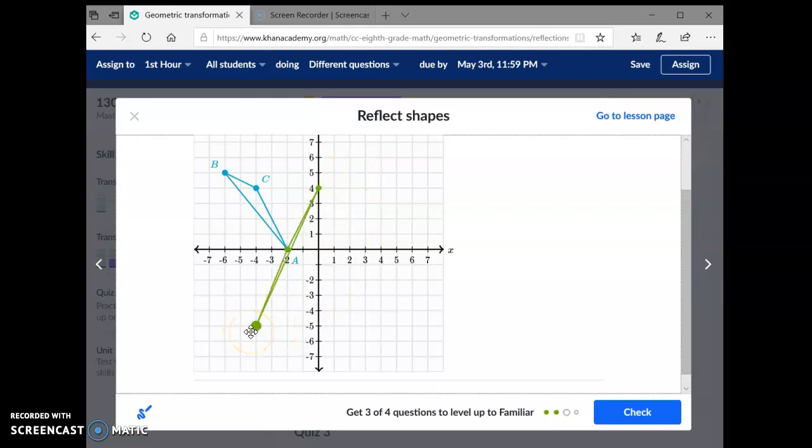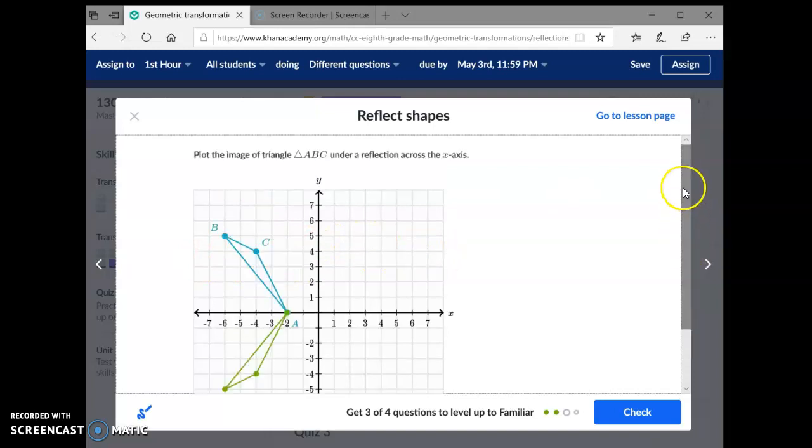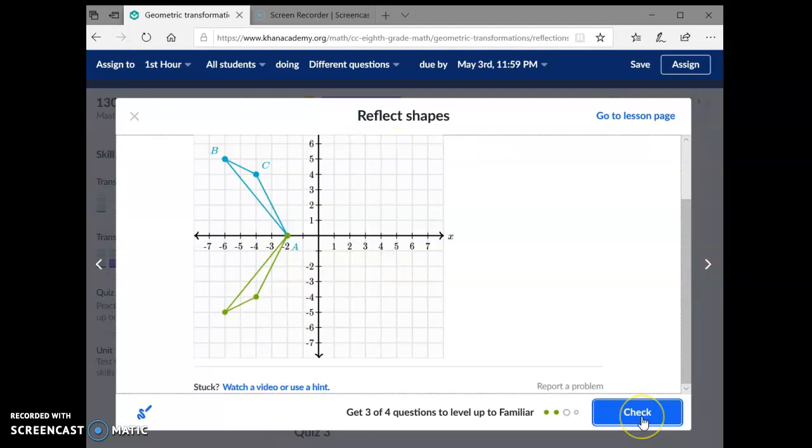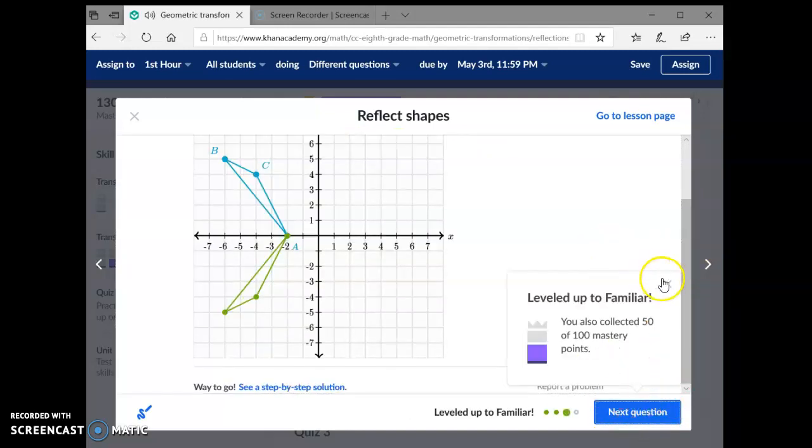So this point would be, if this is a -6, 5, then it would still be -6, and then it would be -5. And this point, -4, 4, so it would still be -4, and then -4 right there. Okay, so now we have it flipped across the x-axis. Okay, under a reflection across the x-axis. All right, let's check it out. Okay, if you got more questions about this, let me know.